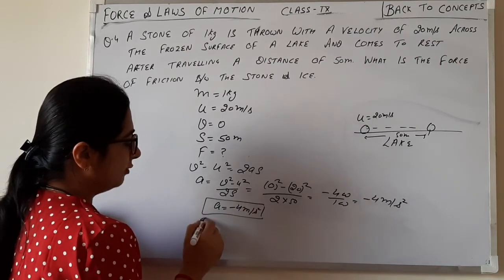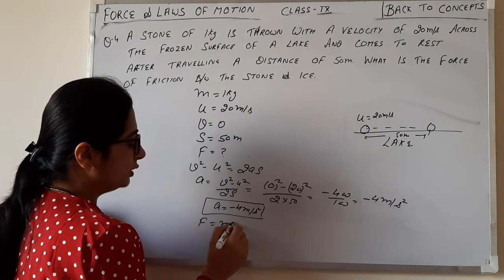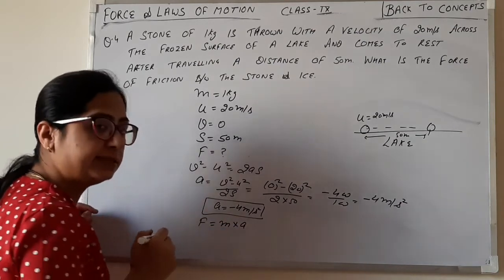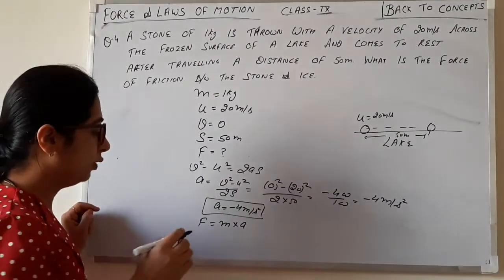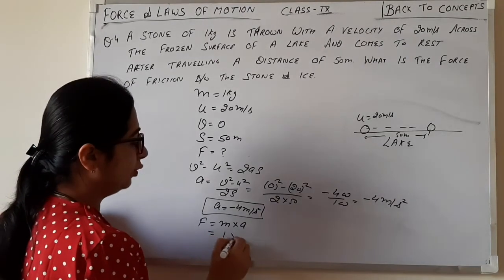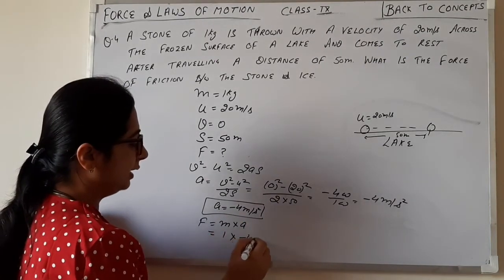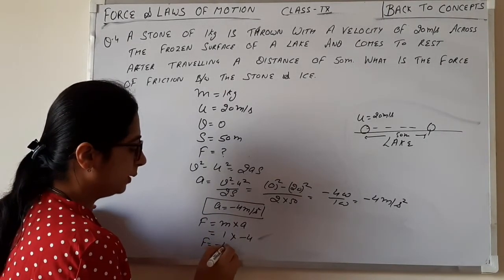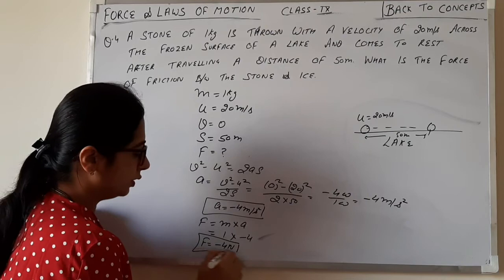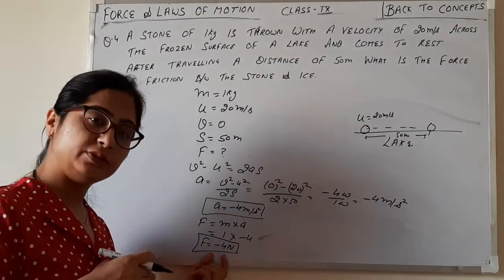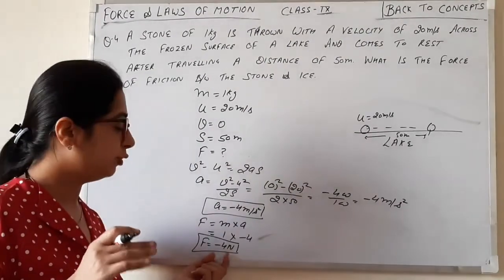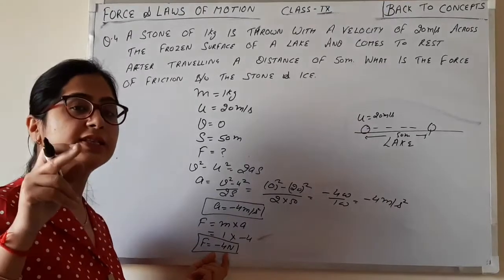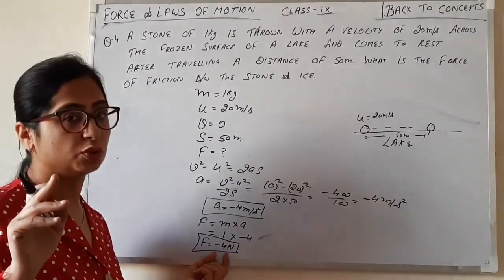So what's the force of friction? Force is equal to mass multiply acceleration according to Newton's second law of motion. So mass is given 1 kilogram and the acceleration is -4. So force is equal to -4 Newton. So the negative sign also shows that the force of friction is opposing the motion of the stone.